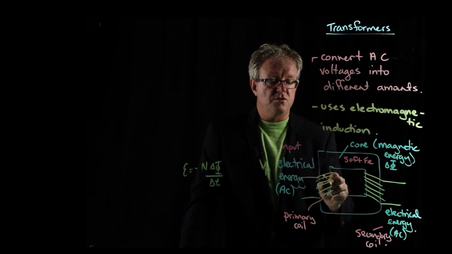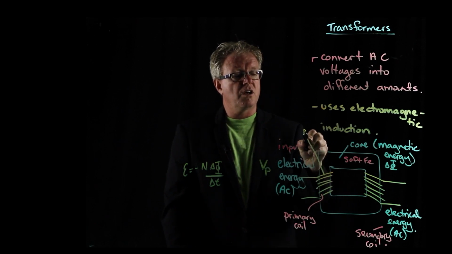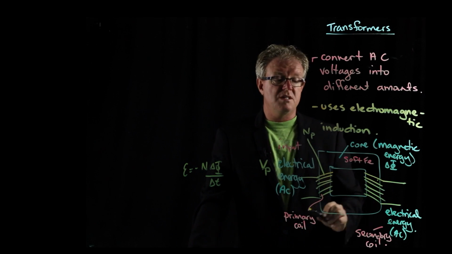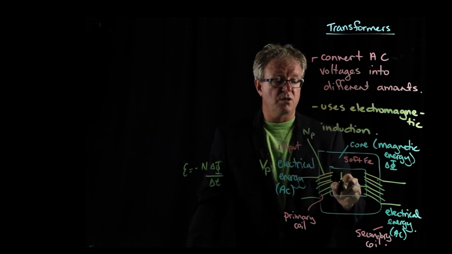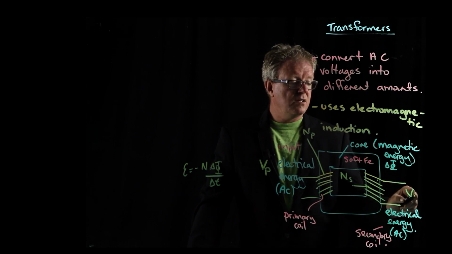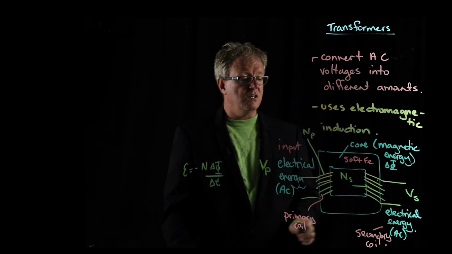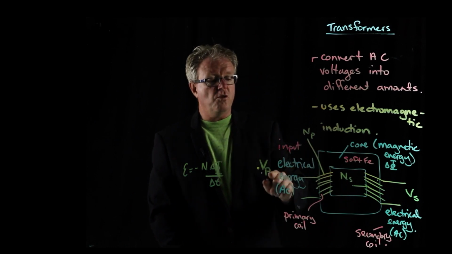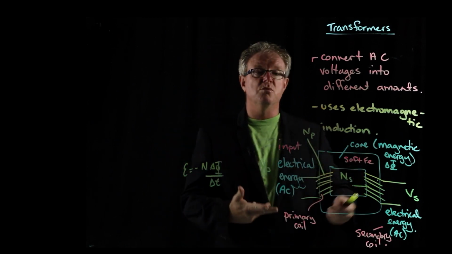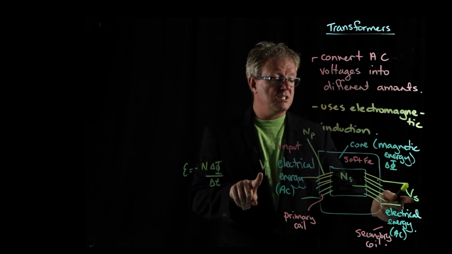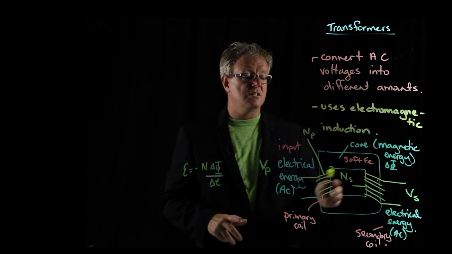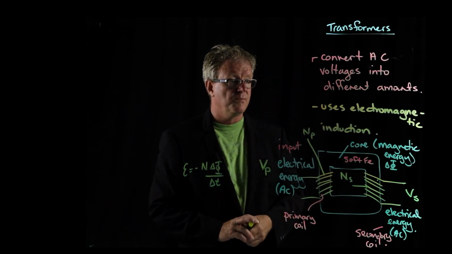And so the number of turns in the primary coil, we're going to call N_p. And then we have the number of turns in the secondary coil, so we'll call it N_s. And then of course we have the secondary voltage over here. So we have 4 quantities that we can write symbols for: primary voltage, secondary voltage, primary number of turns, and the secondary number of turns in the secondary coil.